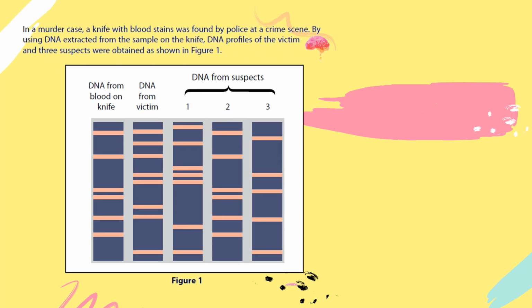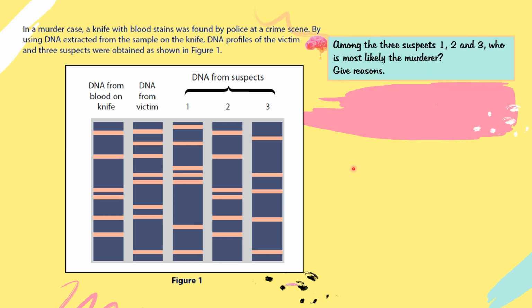Okay, moving on to HOTS question. Now, in a murder case, a knife with blood stain was found by the police at a crime scene. By using DNA extracted from the sample on the knife, DNA profiles of the victim and 3 suspects were obtained as shown in figure 1. Okay, so now the DNA from the blood on the knife is very important. So whatever blood or DNA that is found on the knife should match the victim and also one of the suspects here. So the question is, among these 3 suspects, 1, 2, and 3, who is most likely the murderer?